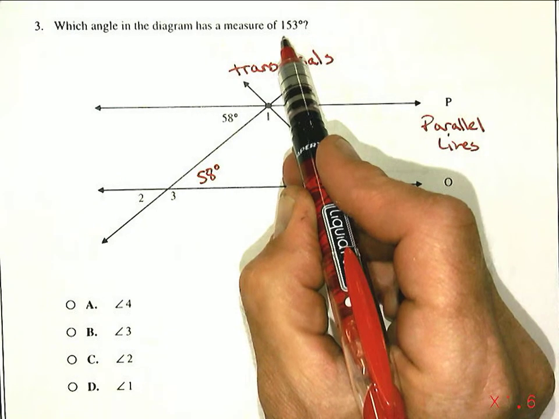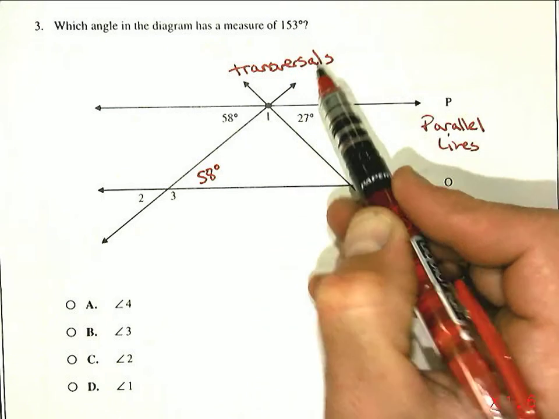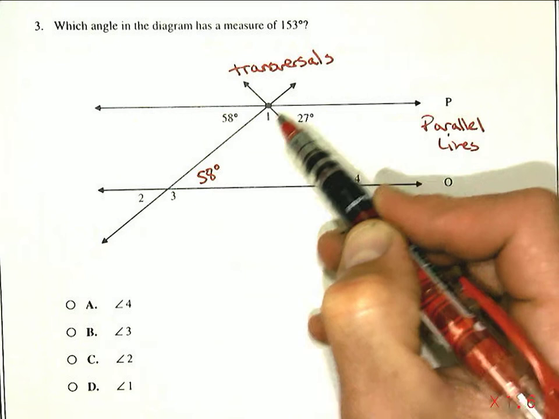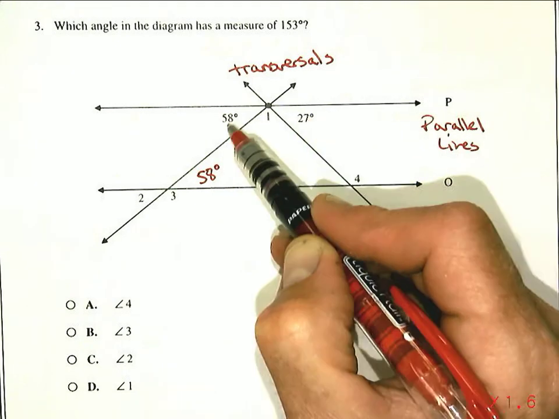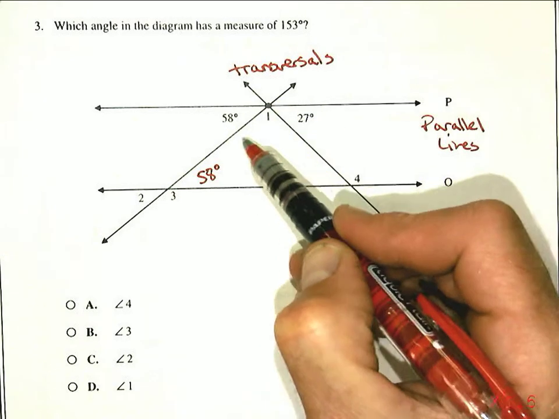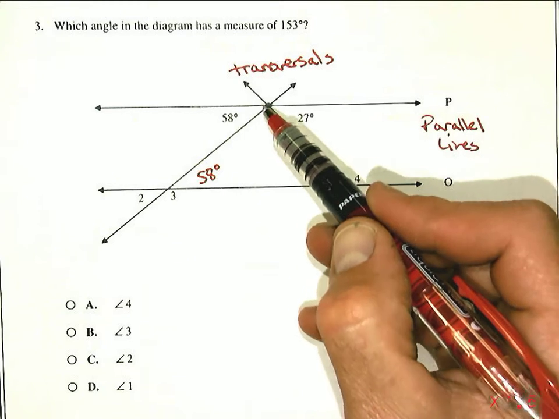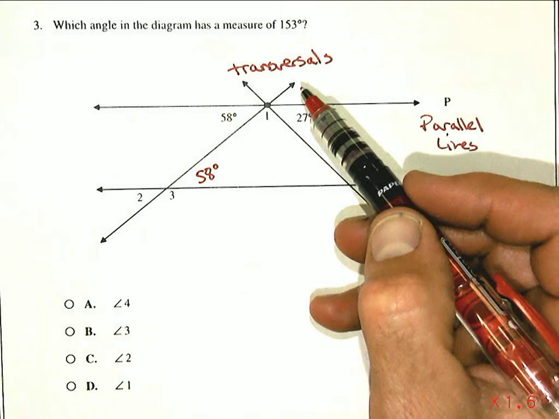And it should be a little obvious that 153 degrees is a pretty big angle. These are small angles, 27 and 58, and I can actually tell just by the way the picture is drawn that these numbers are not necessarily accurate to the actual size of the angle. So instead of measuring with a protractor, we're going to have to remember some rules of geometry to find the measures of the actual angles.